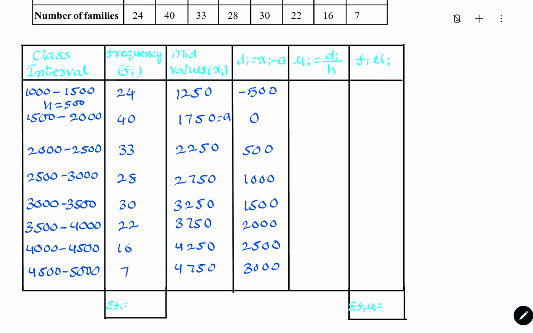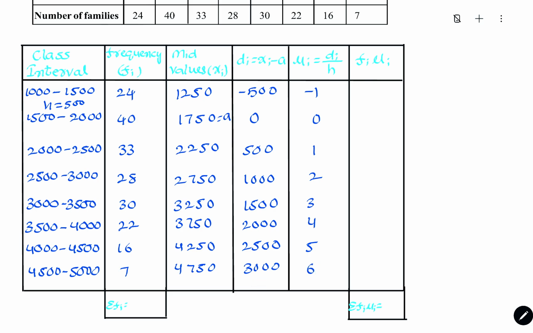Here minus 500, di minus 500, h 500, minus 500 by 500 is minus 1. Here 0 by 500 is 0. 500 by 500 is 1. 1000 by 500 is 2. 1500 by 500 is 3. Here 2000 by 500 is 4. Here 2500 by 500 is 5. 3000 by 500 is 6.